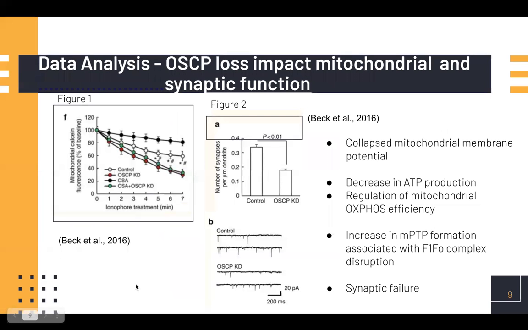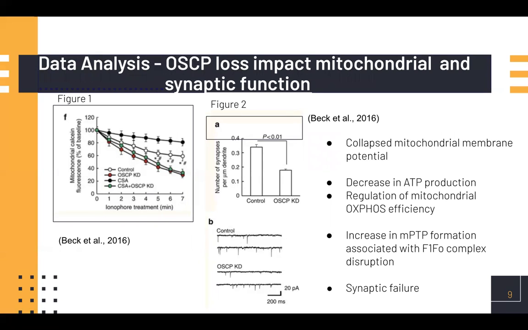So the impact of OSCP loss was observed against the F1F0 ATPase's role in maintaining the mitochondrial membrane potential in ATP production. They found that decreased intensities of TMRM, an indicator of membrane potential, implied collapsed mitochondrial membrane potential, and they discovered a reduction in ATP generating, suggesting a regulation of mitochondrial OXPHOS efficiency.